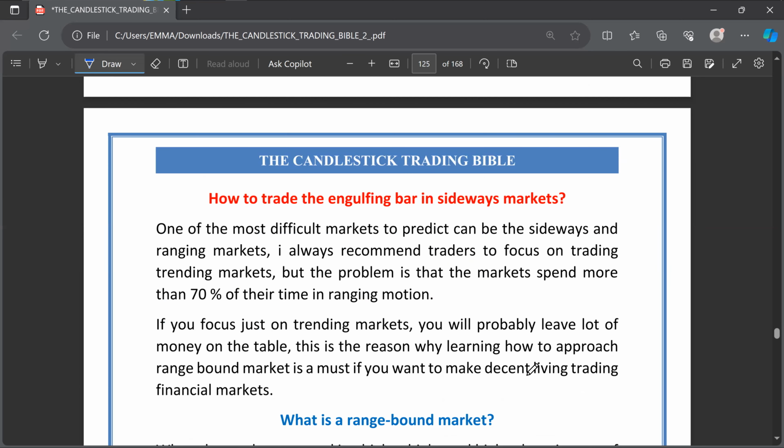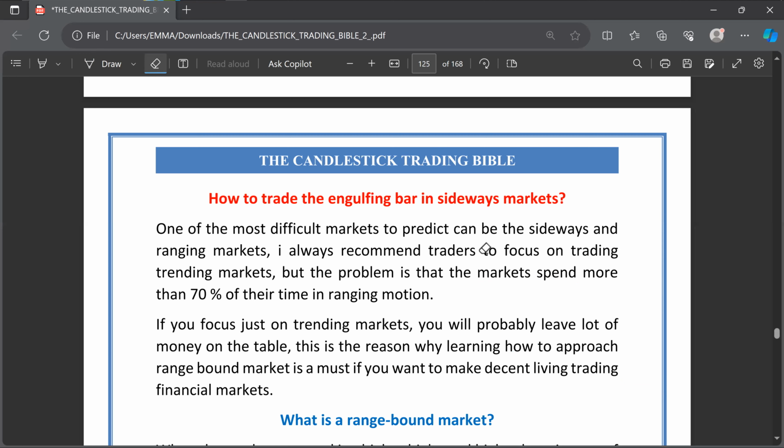How to trade the engulfing bar in a sideways market. So we were in the trending one, and now we are going to be in the consolidating one. Another name for sideways is that the market is consolidating, or it is ranging, right? Prices are moving generally between some channel. They don't move past it for a number of times. That is what a sideways or consolidating market is.